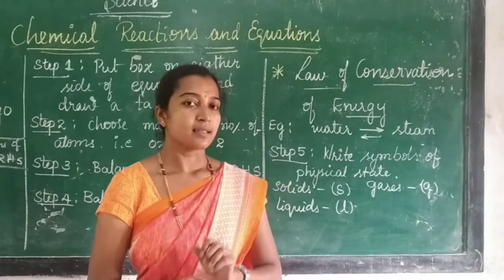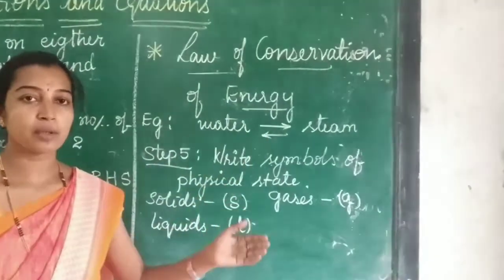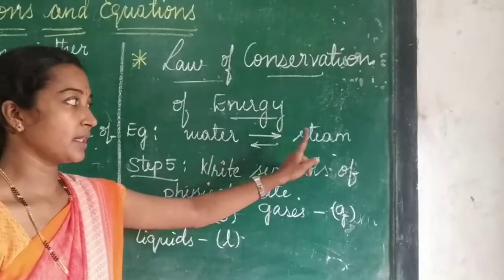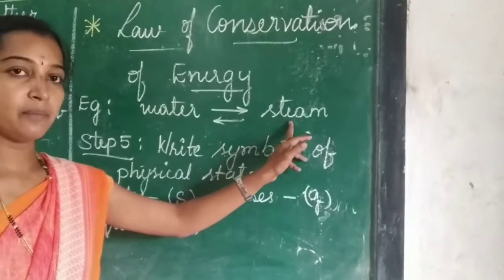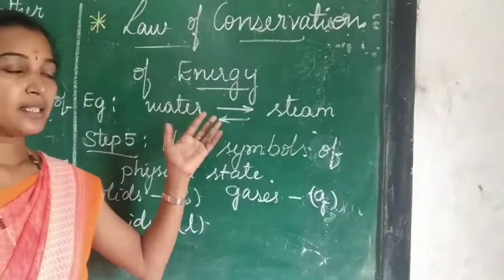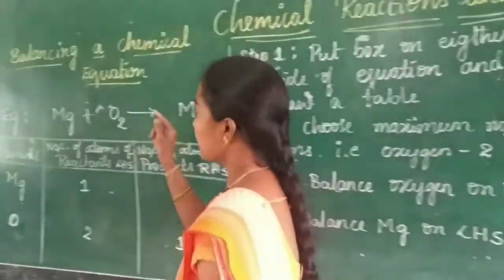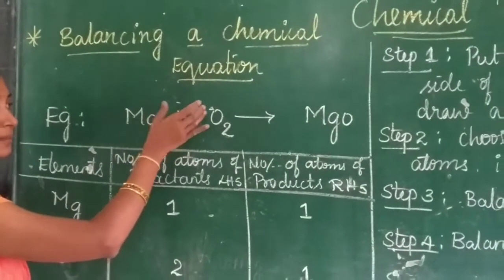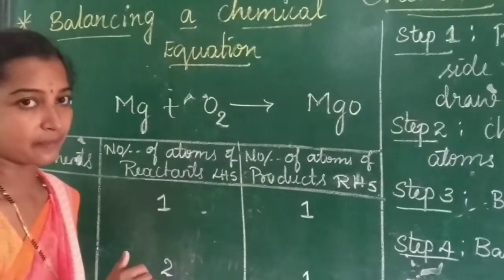Yes, this law states that energy can neither be created nor destroyed, but it can be transferred from one form to another form. For example, water can be converted into steam, and again steam can be converted into water. In the same way, in balancing an equation also, the number of atoms on the left hand side must equal the number of atoms on the right hand side.